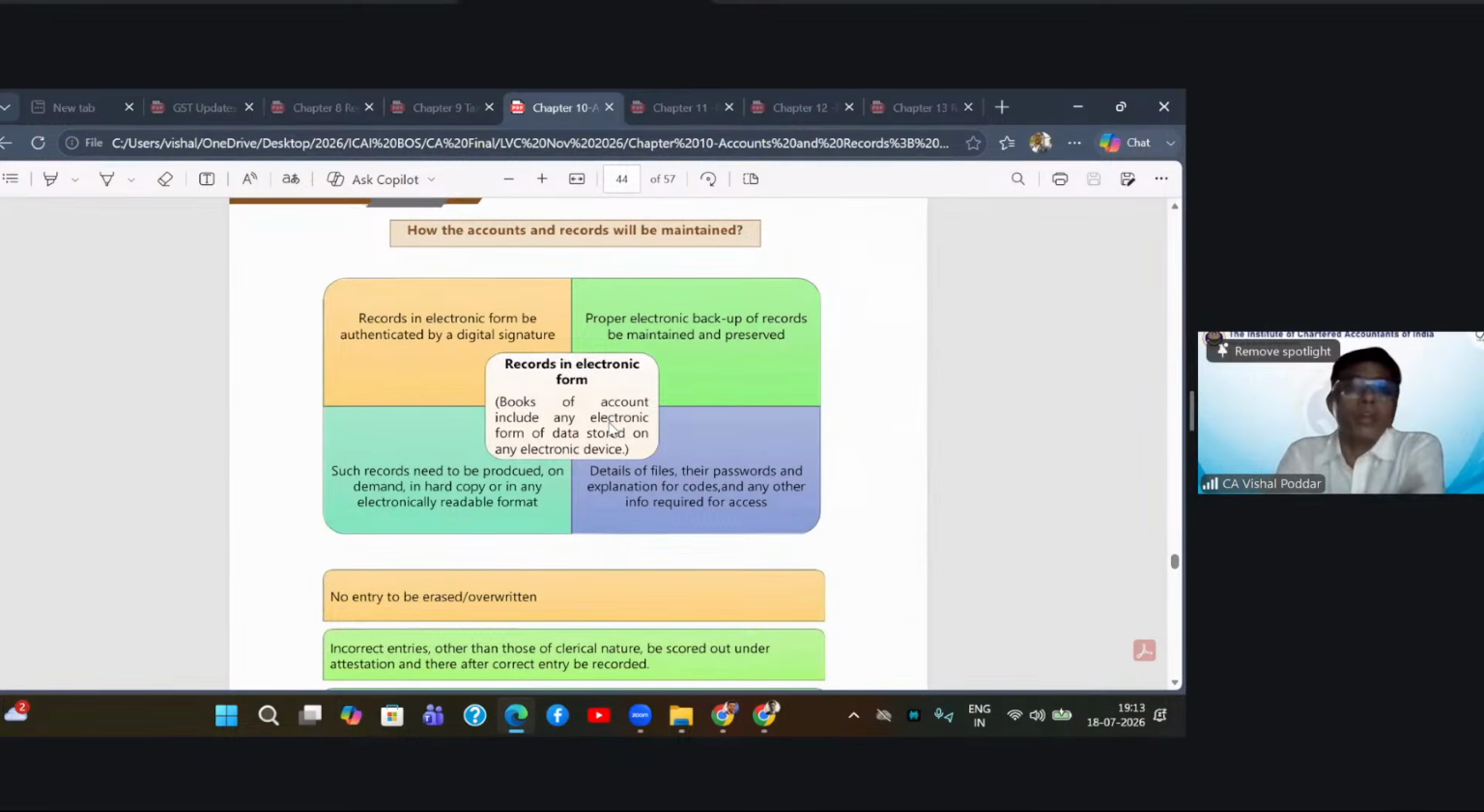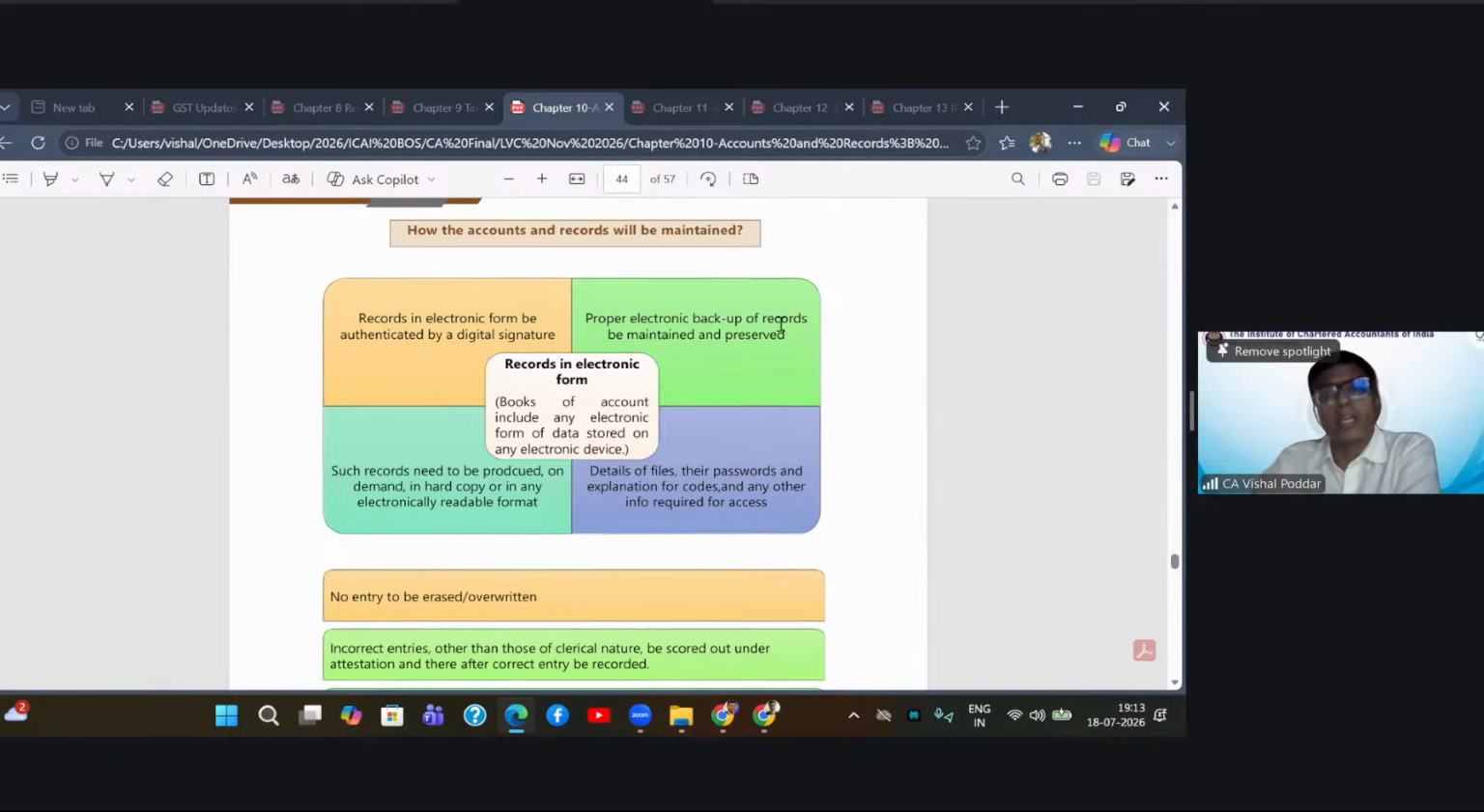Now, in what form do these accounts have to be maintained, whether physical or electronic? So the law says you can maintain in any form. We allow both the forms. So even in electronic form, the books of accounts or data can be maintained and stored. Now here, where the records are in the electronic form, they have to be authenticated by digital signature.